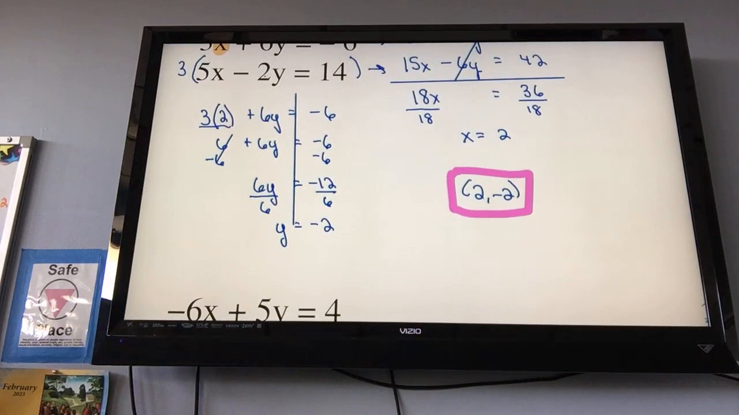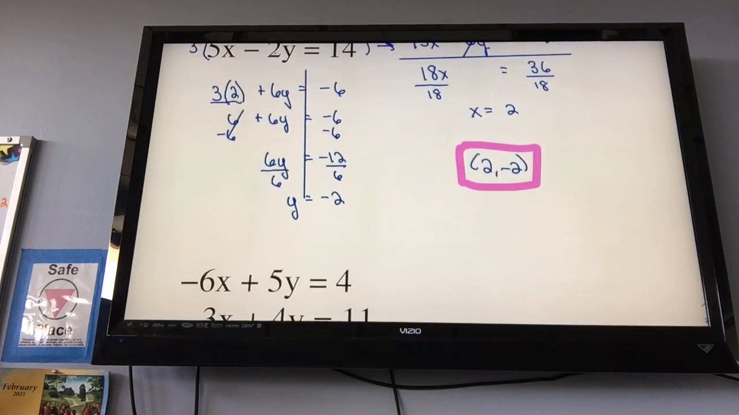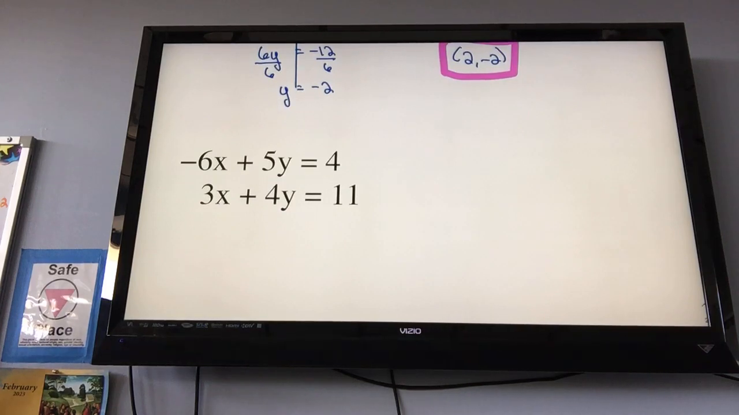Will there ever be a time in this lesson, on our homework or the test, that we'll have to divide instead of multiplying or subtracting? No. Never ever. Okay, so you've got the 3 scenarios.